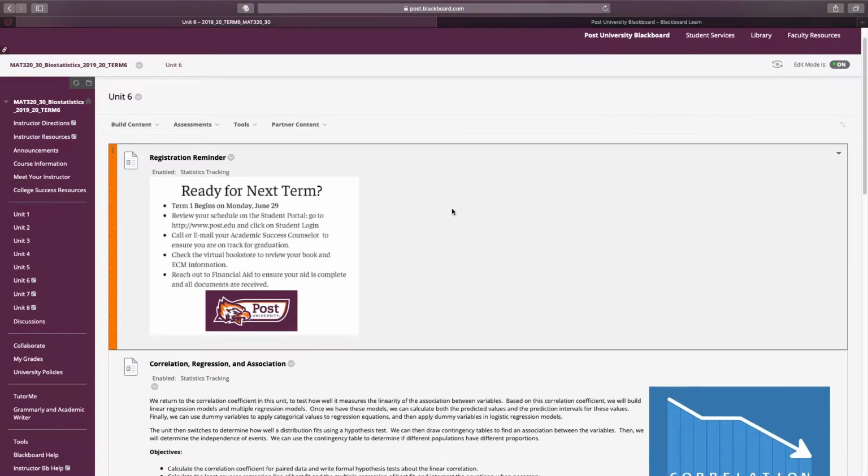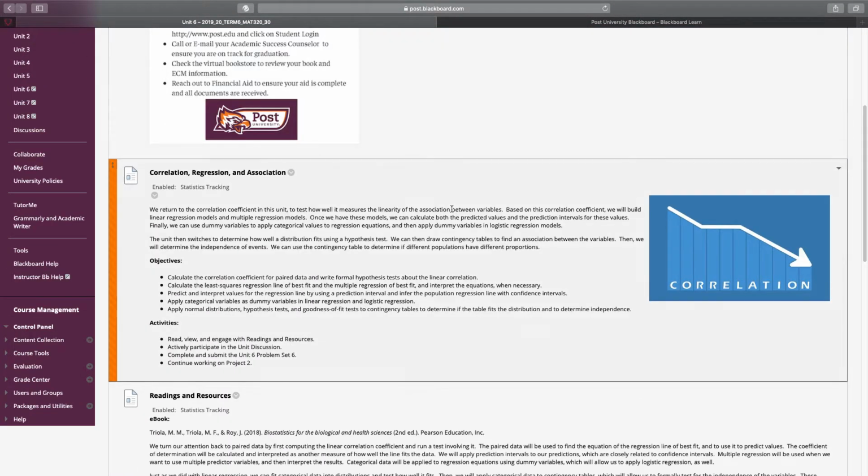But with that out of the way, let's move on to Unit 6. This is on correlation, regression, and association. We return to the correlation coefficient in this unit. The last time we saw it was Unit 1, to test how it measures the linearity of the association between variables. Based on this correlation coefficient, we will build linear regression models and multiple regression models. Once we have these models, we can calculate both the predicted values and the prediction intervals for these values.